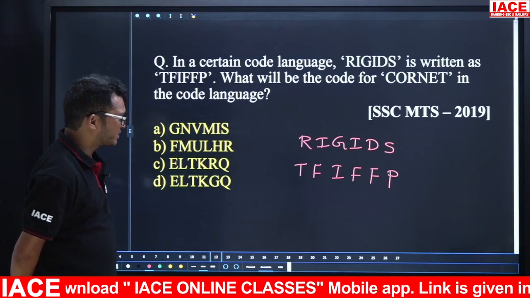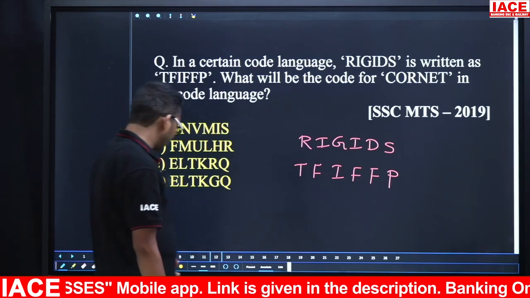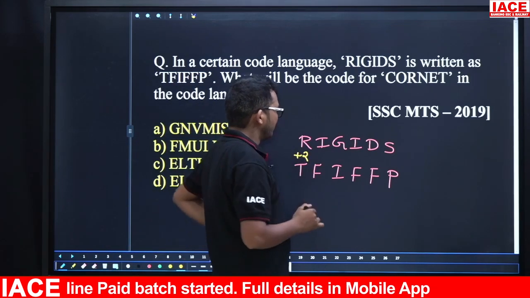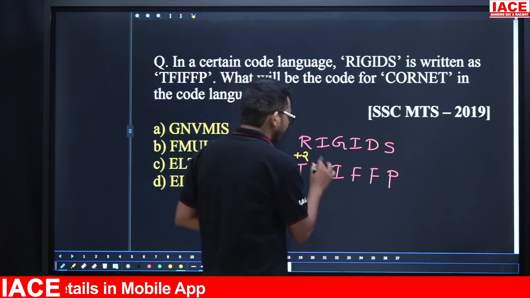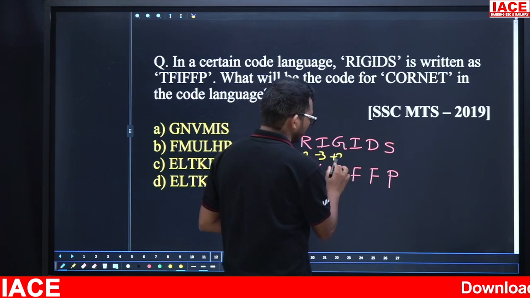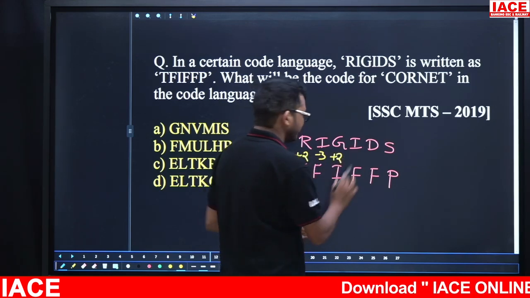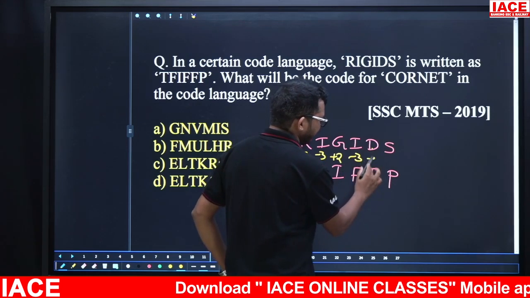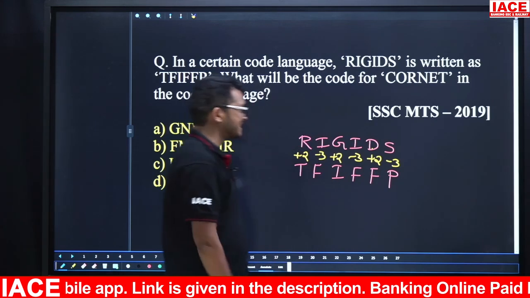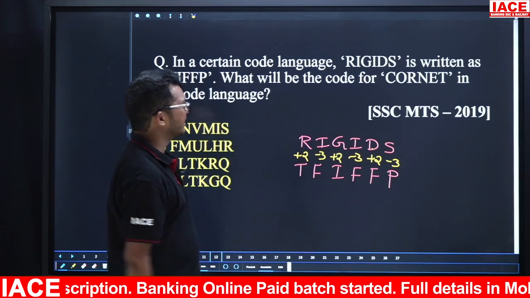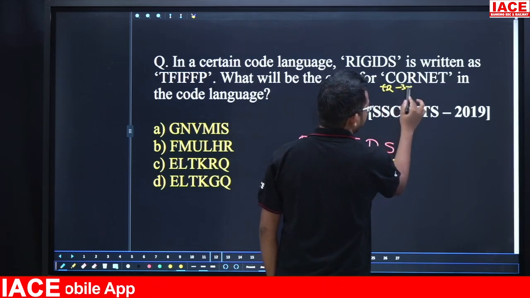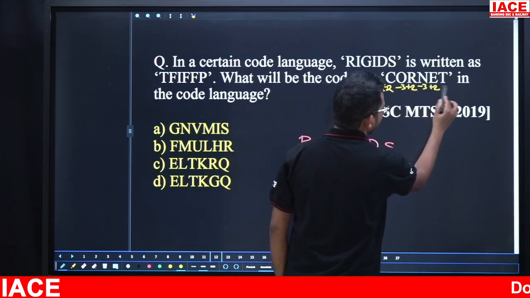Suppose, friends, if you observe here, R and T: the logic is R is 18, T is 20, plus 2. Next, I is 9, F is 6, minus 3. G is 7, I is 9, this one is plus 2. I is 9, F is 6, minus 3. D and F, this one is plus 2. Next one is minus 3. That means the logic is plus 2, minus 3. In the same manner here, friends, the first one is plus 2, the next one is minus 3. Plus 2, minus 3, plus 2, minus 3.